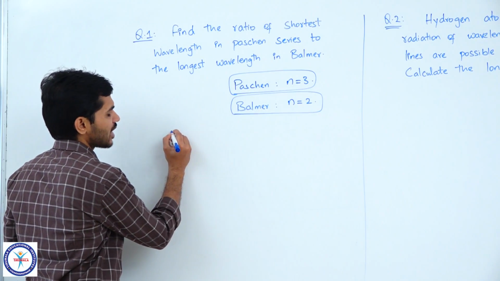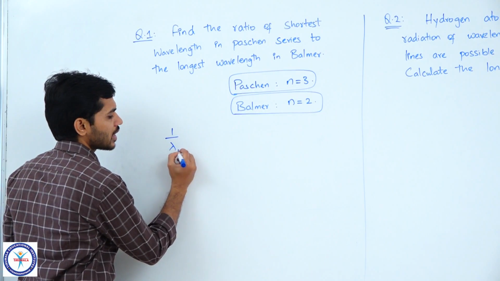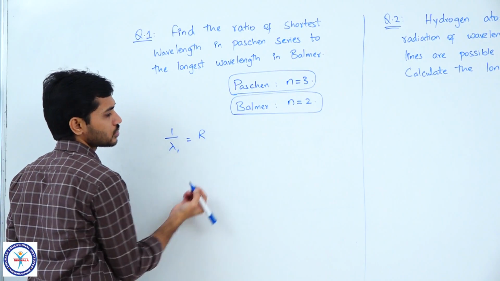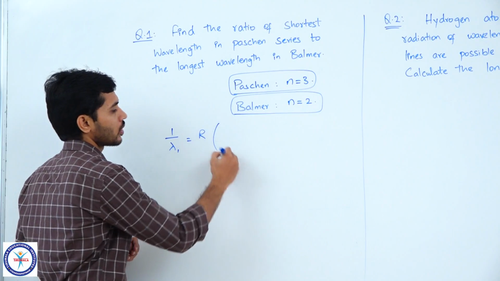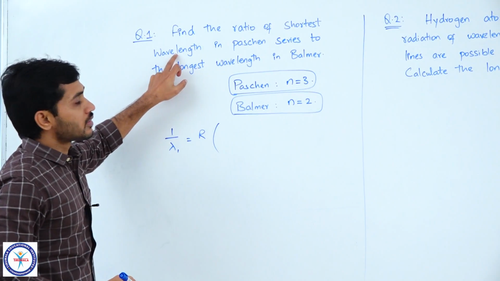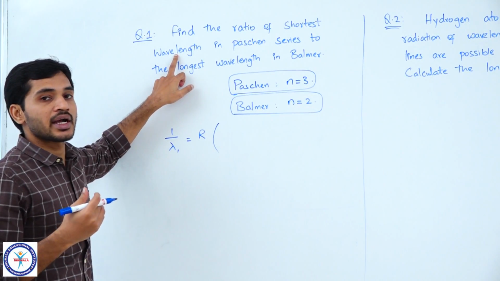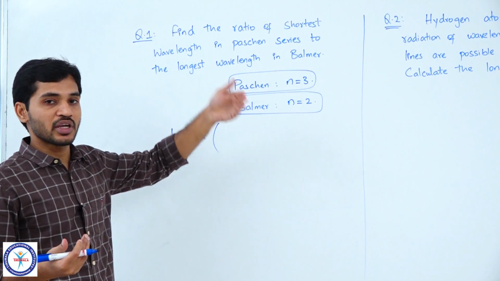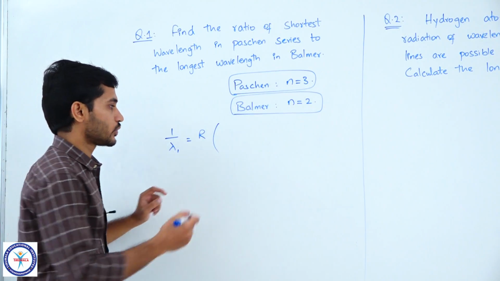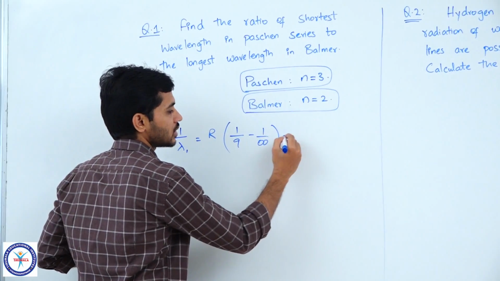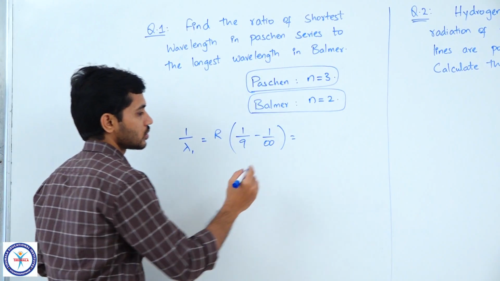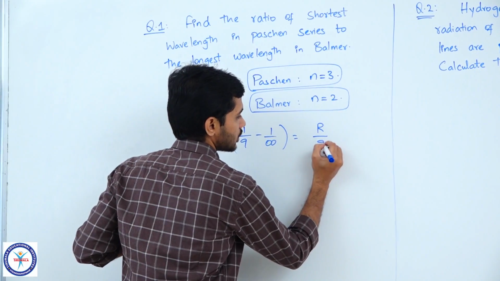Let us call it lambda 1. I can write 1 by lambda 1 is equal to R into, Z is 1 since we are talking about the hydrogen atom, into, once again, shortest wavelength means highest energy, so transition from infinity to 3. I can write it as 1 by 9 minus 1 by infinity, which is equal to R by 9.